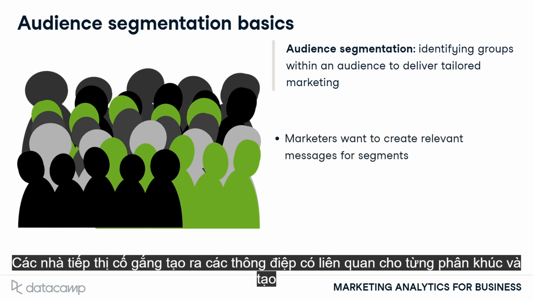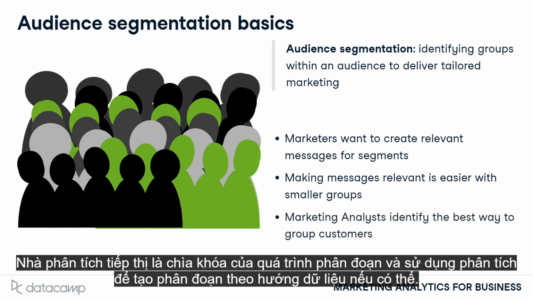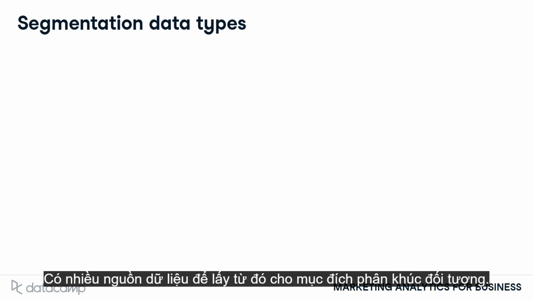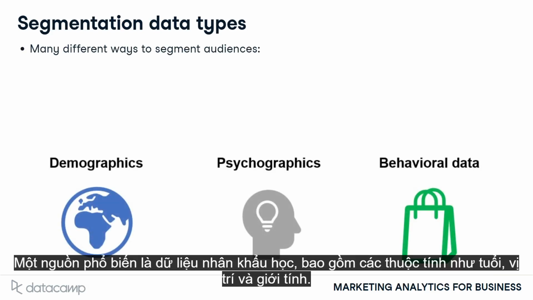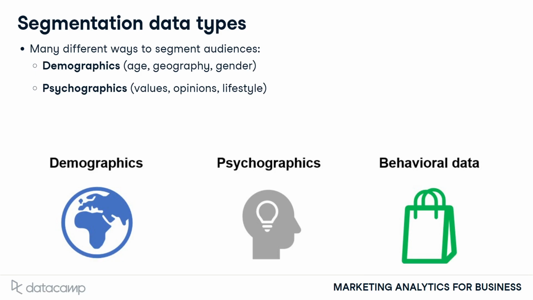Marketers strive to create relevant messages for each segment, and making a message relevant is much easier with segments versus the entire customer base. Marketing analysts are key to the segmentation process and use analysis to create data-driven segments where possible. There are many data sources to draw from for audience segmentation purposes. One common source is demographic data, which includes attributes like age, location, and gender. Psychographic data enables segments by customer lifestyle, opinions, and values like enjoys working out.